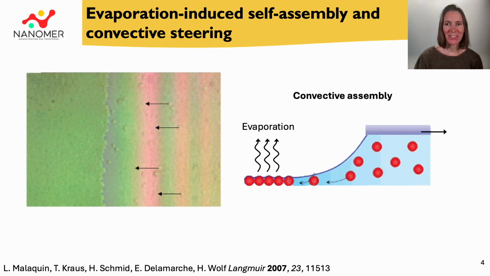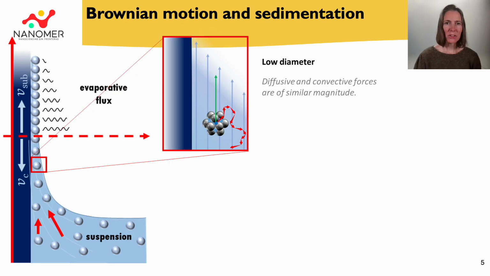Two things to consider when you're choosing whether or not your particles are good for dip coating are their size and their density. If we have particles that have a very low diameter, typically less than 50 nanometers, or are extremely light, they're going to be blown about in the wind. This is called Brownian motion. They're going to diffuse all over the place, and convective steering will not be strong enough to generate a well-packed film.